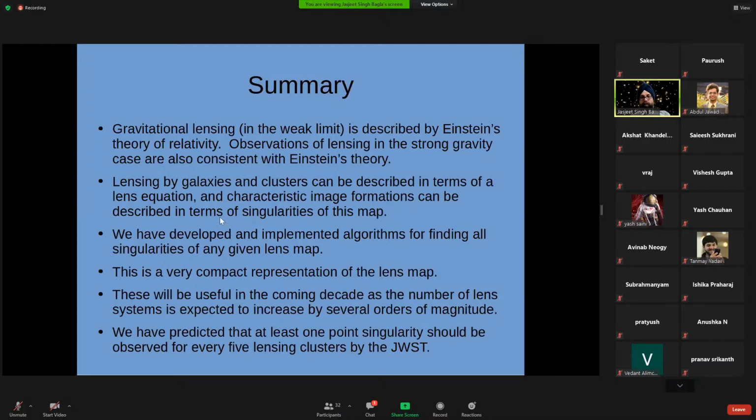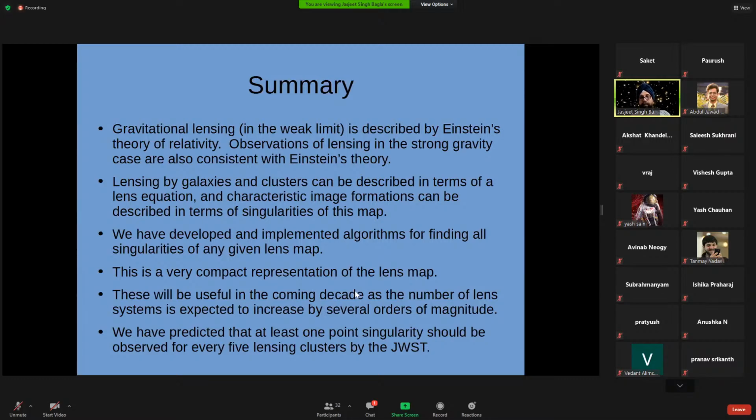What we have done recently, with the student Ashish Meena, is we have developed and implemented algorithms for finding all singularities of any given lens map. And this is a very compact representation of the lens map. All the other representations are far more cumbersome. And we expect that this will be useful in the coming decade, as the number of known lens systems is expected to increase by several orders of magnitude.